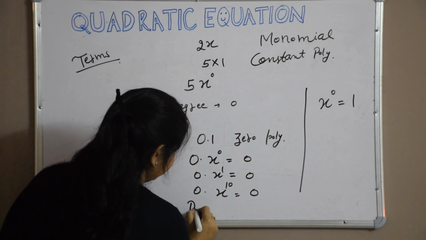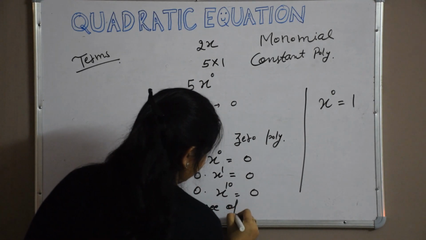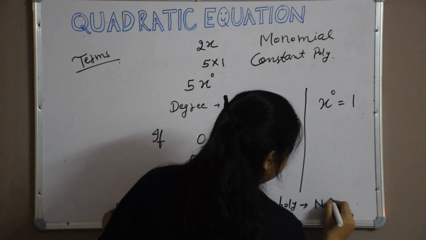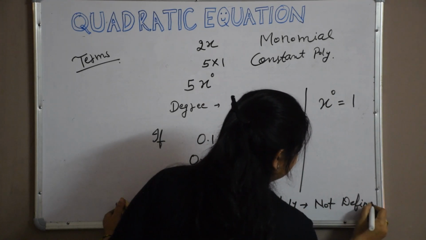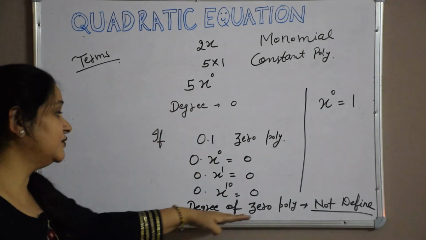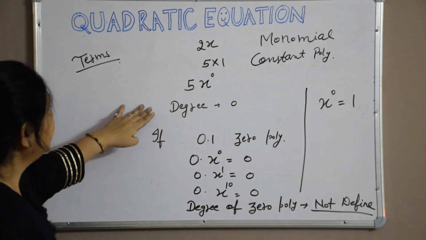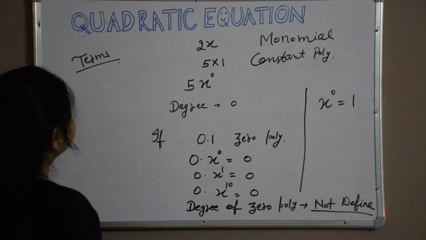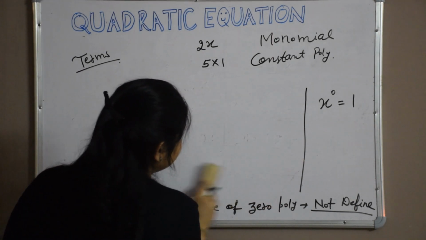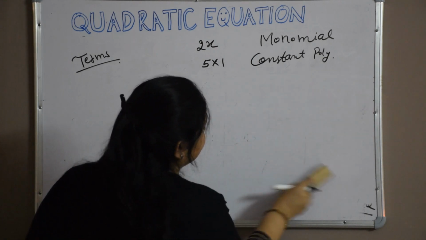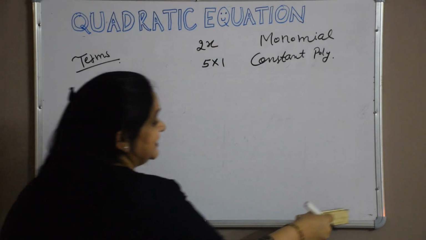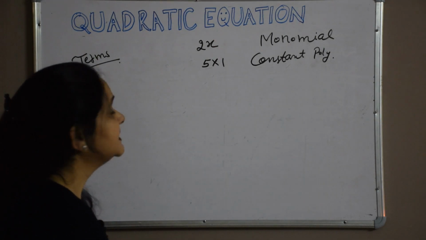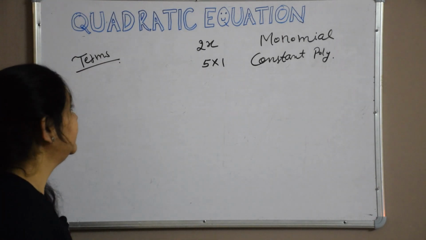So the degree of zero polynomial is not defined. This is a very important phenomenon. You should learn this: degree of zero polynomial is not defined and degree of a constant polynomial is defined, and that is 0. And now we come to the point again. Whatever I am thinking I should tell, I am telling you because these little things are very useful to you whenever you are studying polynomials and whenever you are studying quadratic equations.